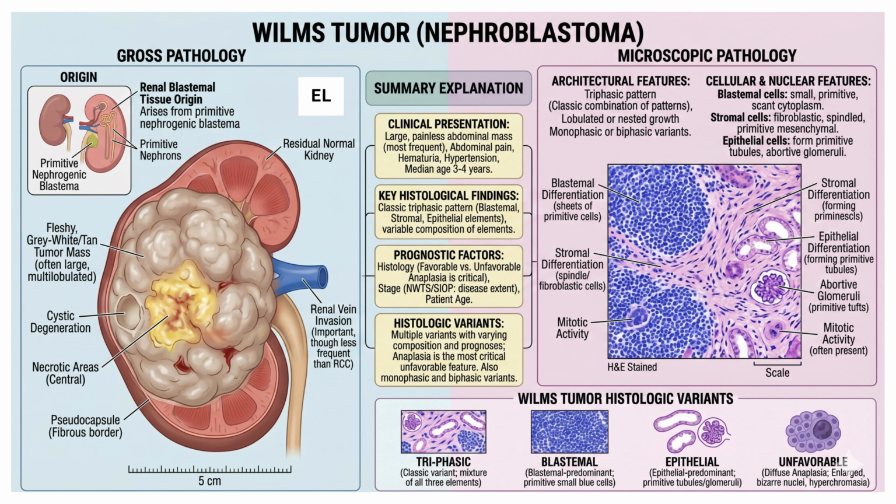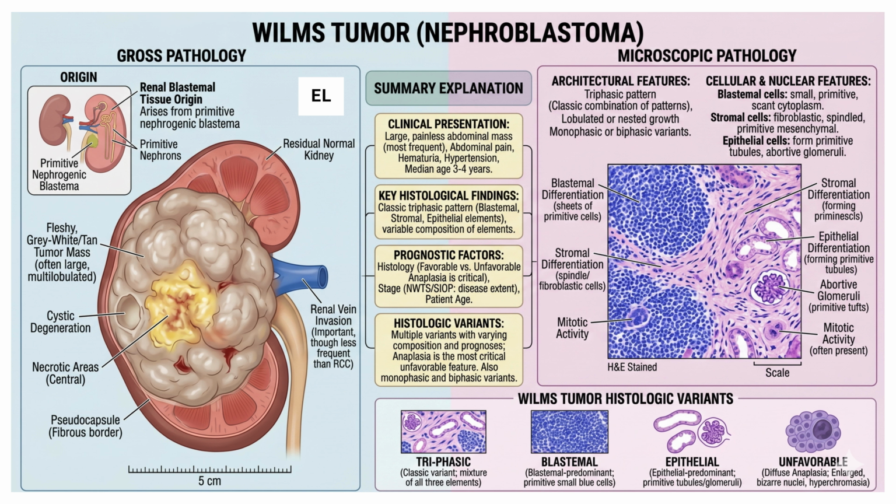Today, we are going to discuss the pathology of Wilms tumor, also known as nephroblastoma, which is one of the most important malignant renal tumors seen in children. Wilms tumor is an embryonal tumor of the kidney that typically occurs in early childhood, most commonly between 3 and 4 years of age. It arises from primitive nephrogenic blastemal tissue, meaning it develops from immature embryonic kidney cells that fail to differentiate normally during development.